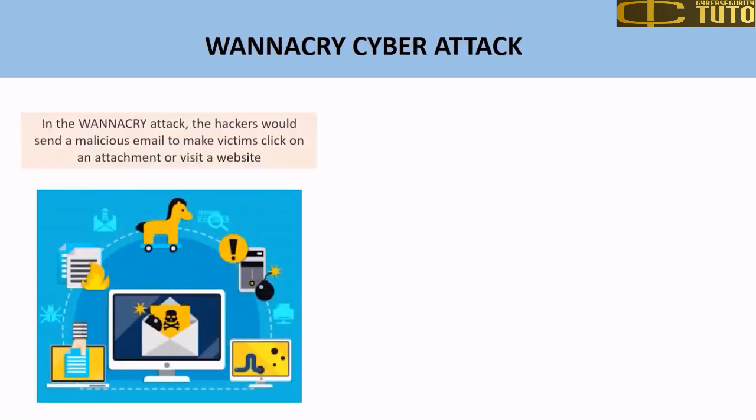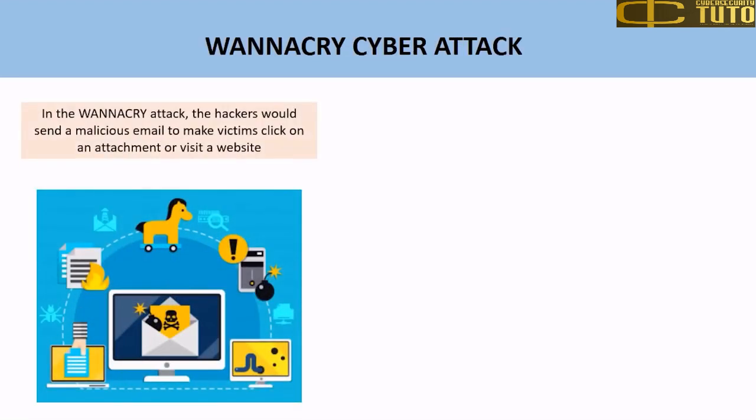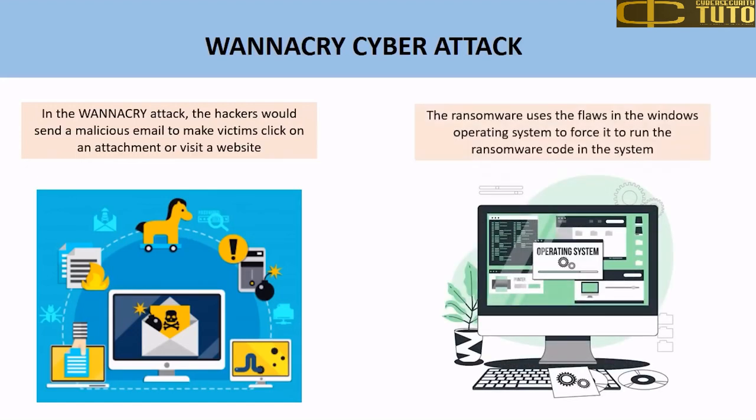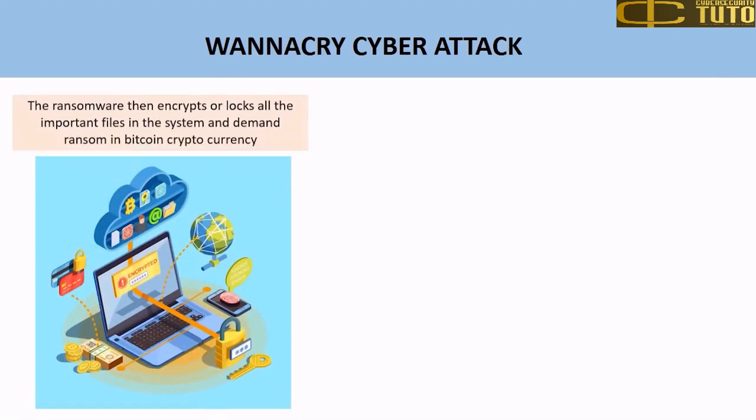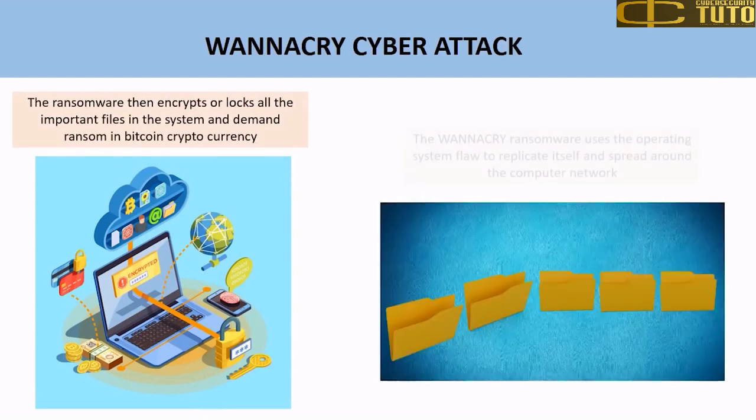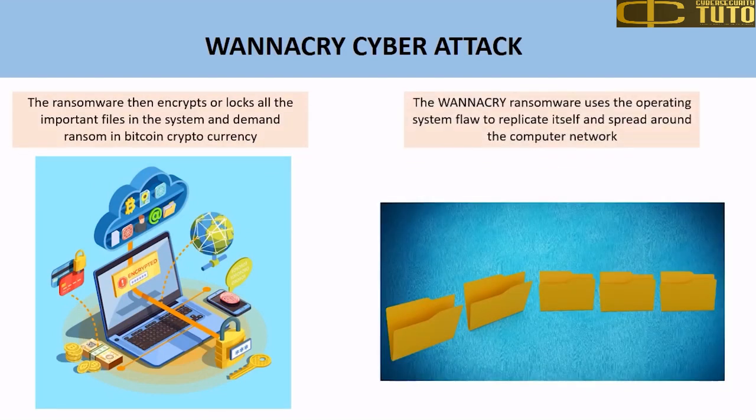In the WannaCry attack, the hackers would send a malicious email to make victims click on an attachment or visit a website. The ransomware uses the flaws in the Windows operating system to force it to run the ransomware code in the system. The ransomware then encrypts or locks all the important files in the system and demands a ransom in Bitcoin cryptocurrency. The WannaCry ransomware uses the operating system flaw to replicate itself and spread around the computer network.